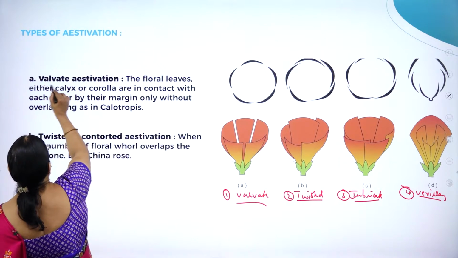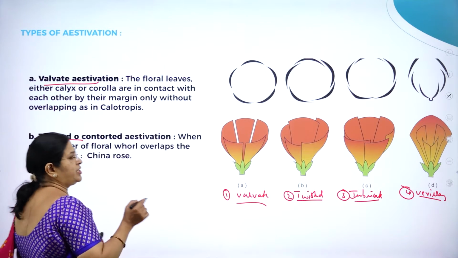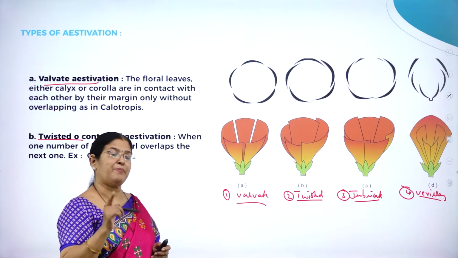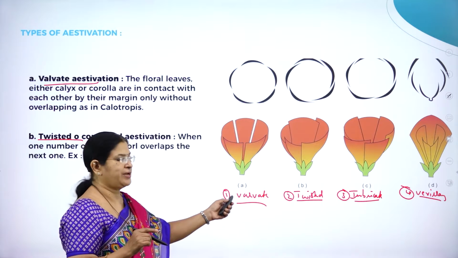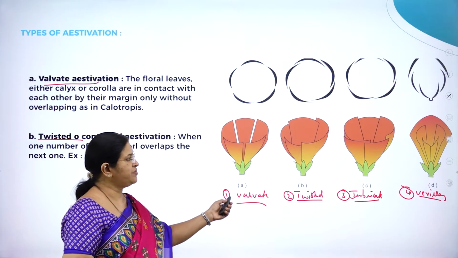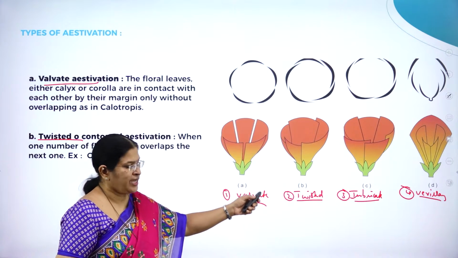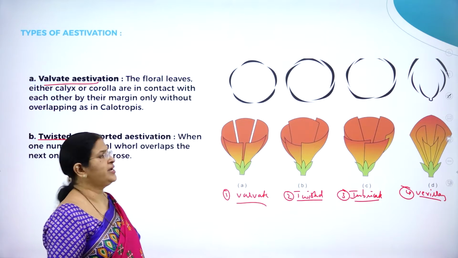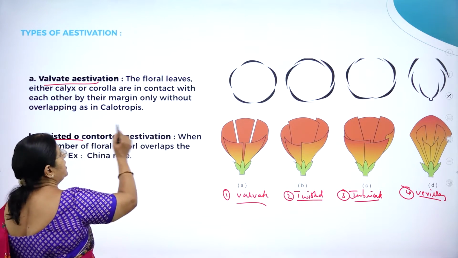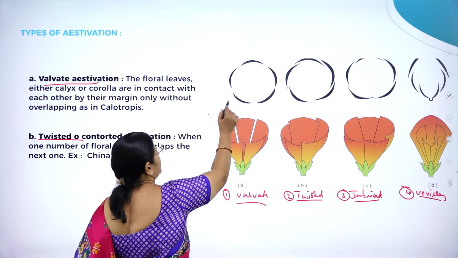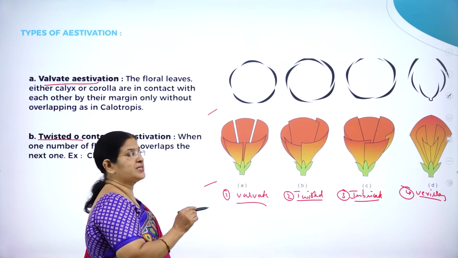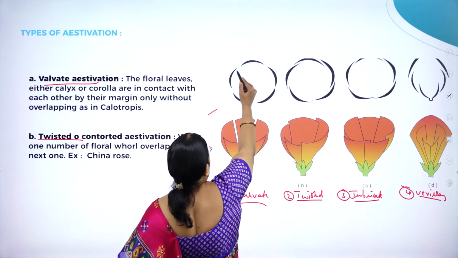Now let us study one by one. So what is aestivation? Aestivation is nothing but the pattern of arrangement of sepals and petals with respect to each other. What are the 4 types of aestivation? Valvate aestivation, twisted aestivation, imbricate aestivation, and vexillary aestivation. Now we'll go for the first one. Here you can see in the first one called valvate aestivation, the margins of the sepals and petals just touch each other.